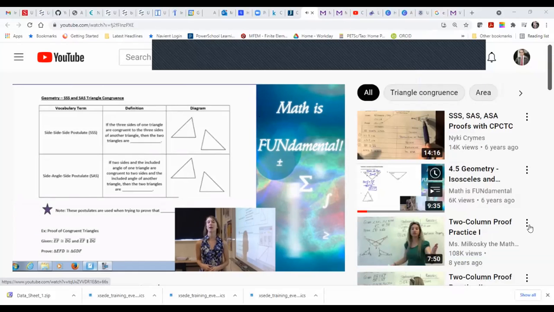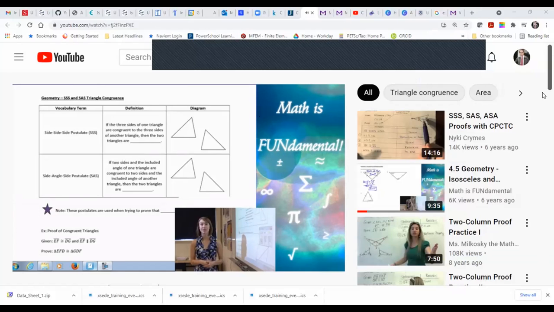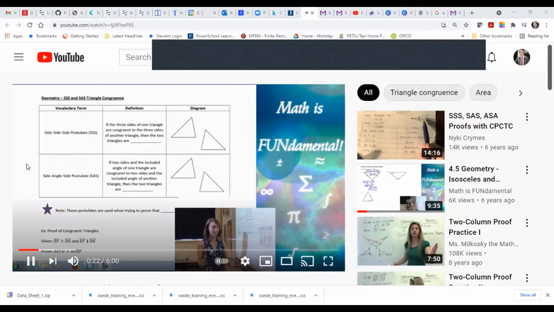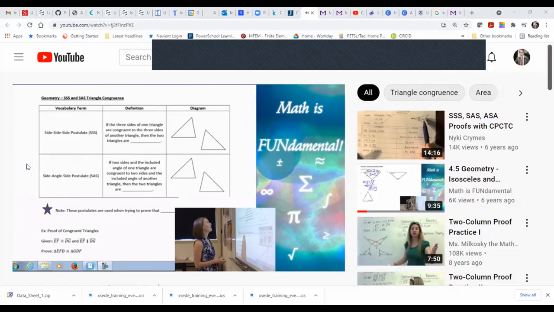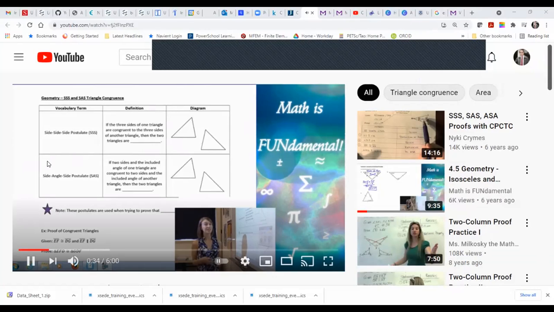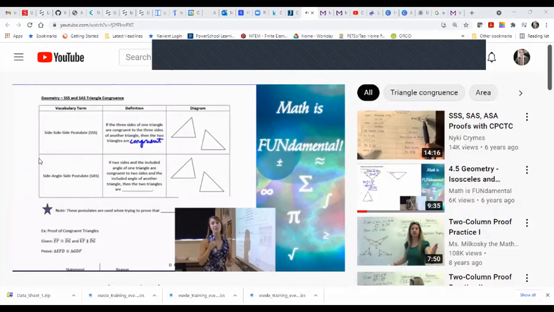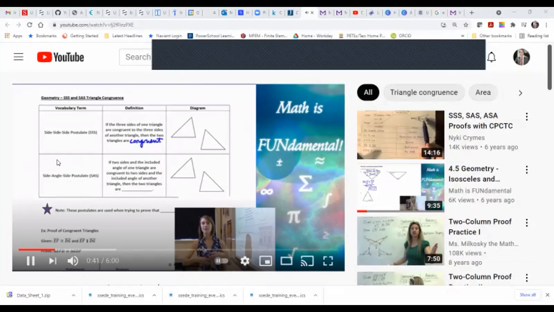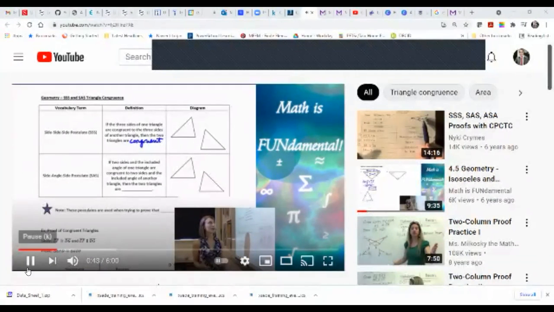Math is fundamental. Today we're going to be talking about the side, side, side, and side, angle, side triangle congruence theorems. All right, so we're going to start with the first one, which is the side, side, side postulate. Sorry, not theorem, postulate. The side, side, side, or we just call it SSS, postulate says if the three sides of one triangle are congruent to three sides of another triangle, then the two triangles have to be congruent.